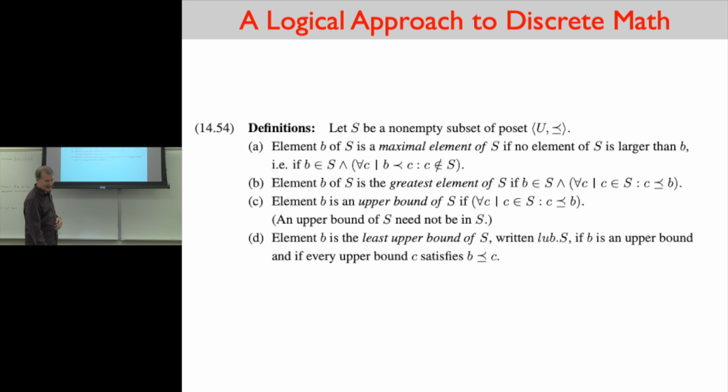And then 14.54 is the exact same thing, except it's flipped. Instead of a lower bound, you have an upper bound, and instead of a greatest lower bound, you have a least upper bound, the LUB. So the LUB and the GLB. All right. Is everybody good?